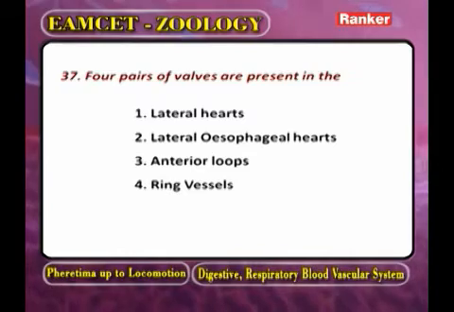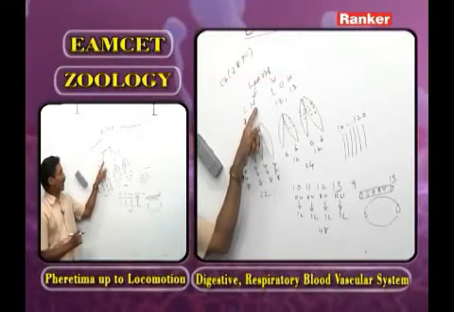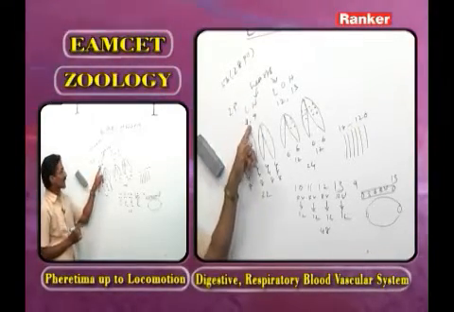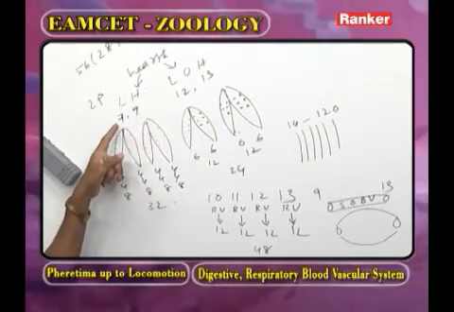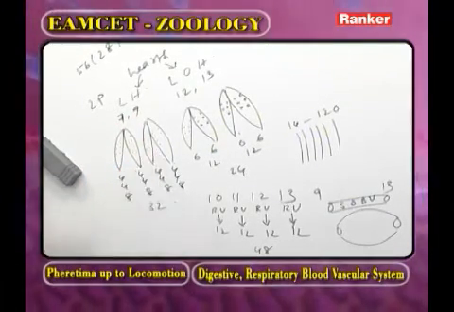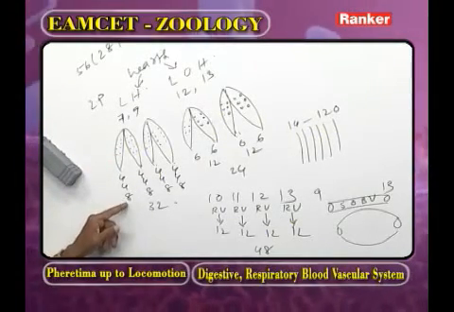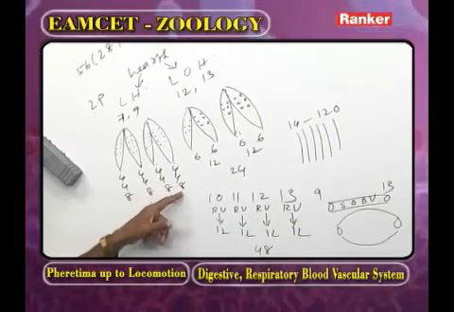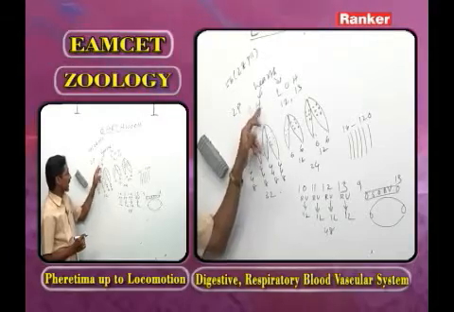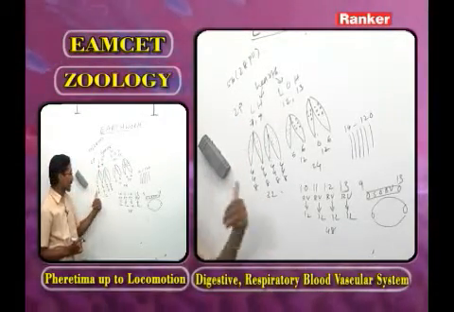4 pairs of valves are present in. Now, as we observe the lateral hearts, the number of lateral hearts is 2 pairs. One pair is present in the 7th segment, one pair in the 9th segment. In each lateral heart, how many valves? 4 pairs. That is 8. Here 8, 8, 8, 4 into 8, 32 valves. How many valves in the lateral hearts? 32. In each lateral heart, how many pairs? 4 pairs. That means 8.